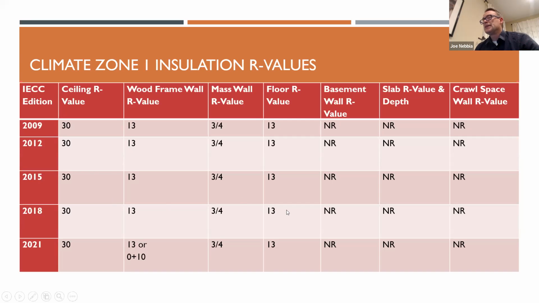And that's the Climate Zone 1 tables. Again, there's no R value requirement for basements, slabs, and crawl spaces. Most builders in Climate Zone 1 are going to be looking at that R30 for the ceiling and the mass wall R value there.